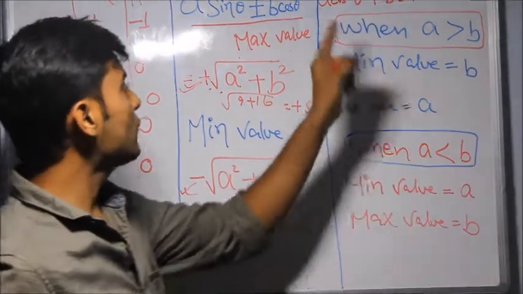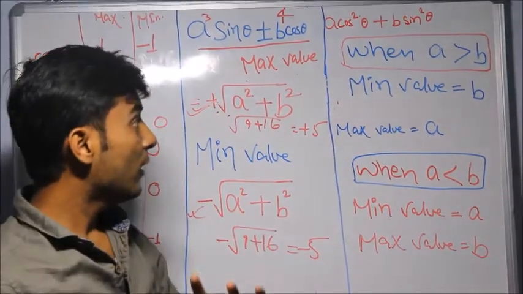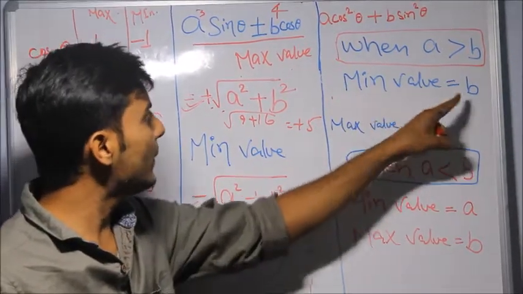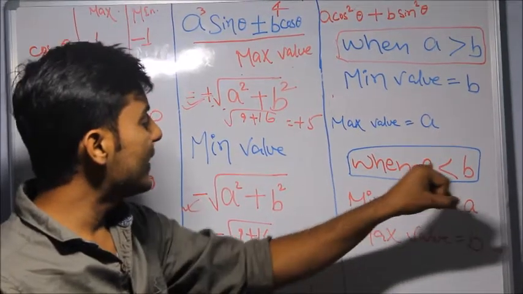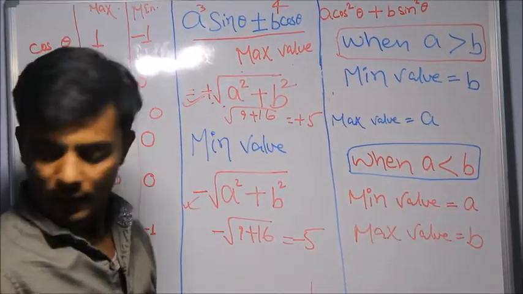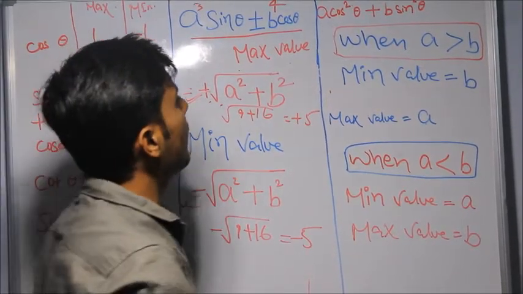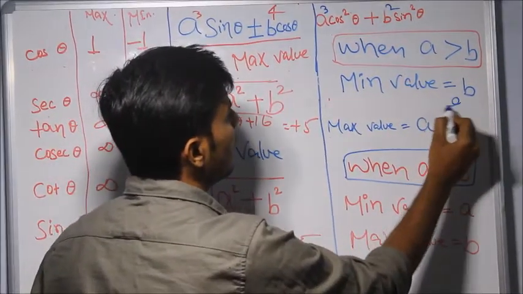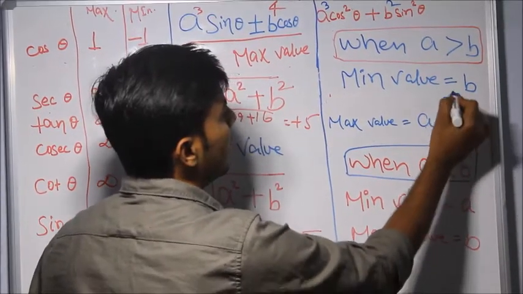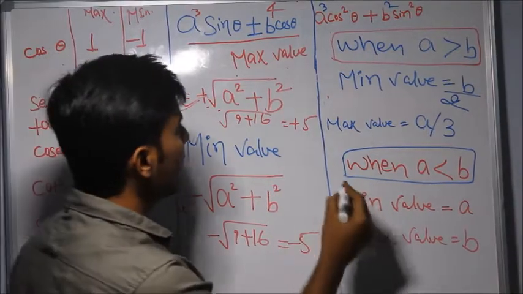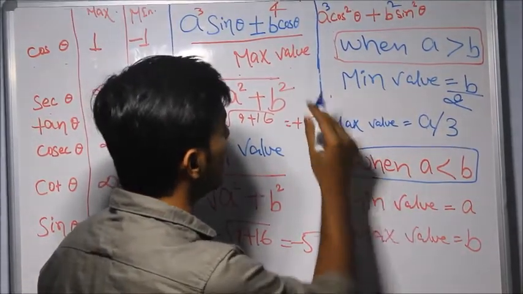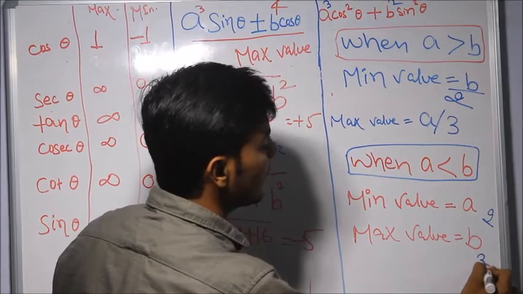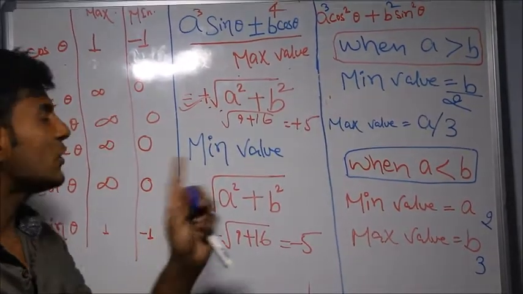We are proceeding further. If the question is in the format a cos square theta plus b sin square theta, we have to see that the format must be in this form. Then when a is greater than b, the minimum value will be b and the maximum value will be a. If a is less than b, then the minimum value will be a and the maximum value will be b. If the question is 3 cos square theta plus 2 sin square theta, then the minimum value will be 2 and the maximum value will be 3. These are the basic formats. If a is less than b, for example a cos square theta with a as 2, then the minimum value will be 2 and the maximum value will be 3. Simply, we just have to see in which format the question is given.